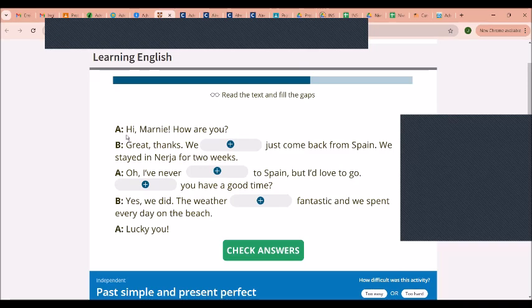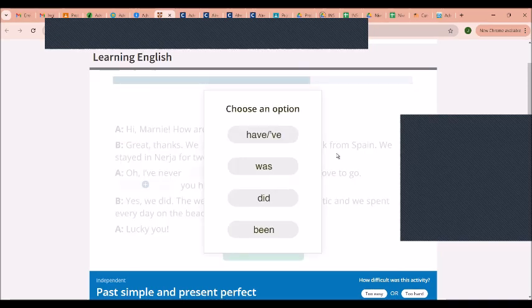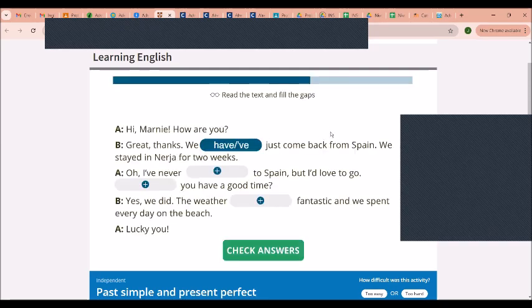Hi, Marnie. How are you? Great, thanks. I have to say the already, just, still or yet first. Can I see the compliment that is before? You have to think quickly. Let me help you with the first one. Go ahead. We have just come back from Spain. We stayed in Nerja for 2 weeks.